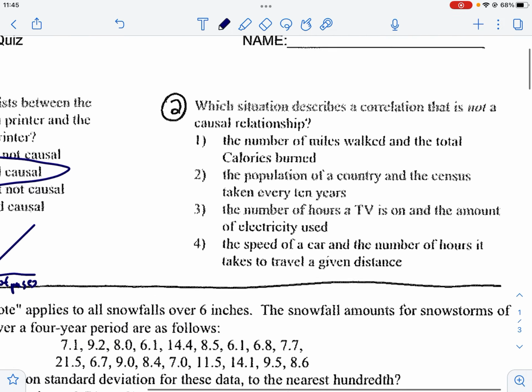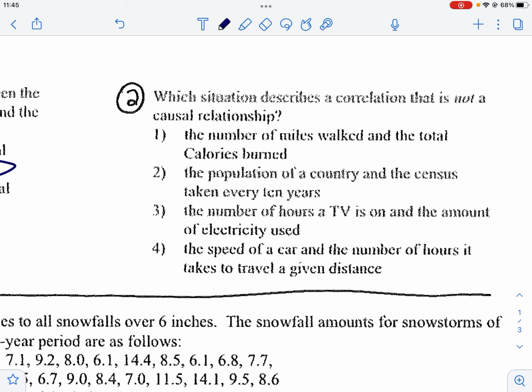Question number 2 asks us to describe a correlation that is not causal. The number of miles walked and the total calories burned is causal. As you walk more miles, you burn more calories. The population of a country and the census taken every 10 years. The population of a country changes, but it's not based on whether there's a census. The census counts the people, but the population of the country is caused by other factors, so that will be the correct answer. Let's check the final two.